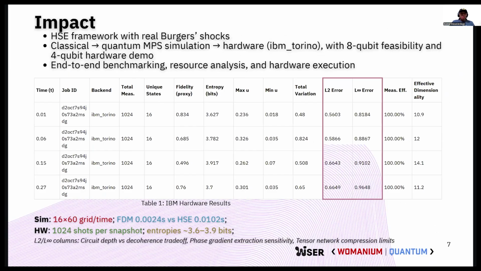On our simulation, the quantum HAC solver successfully ran a full 16 by 60 grid time evolution, though slower than classical. It still proved the pipeline works from end to end. On real hardware, we executed about 1,024 shots per snapshot, capturing entropies of about 3.6 to 3.9 bits and meaningful velocity reconstructions, even under noise. The promise here is not that quantum beats classical today, but that we've shown we can model real fluid shocks on actual qubits, as a first step towards scaling to complex flows that matter for airplanes, cars, and climate.